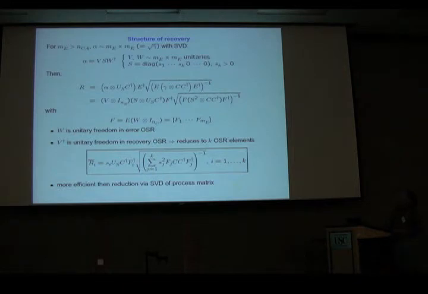One more interesting feature about the structure of the recovery, Daniel says this is already in several papers, but not in the form I recognize it. So in the case where the number of error OSR elements exceeds the encoding ancilla dimension, if we take the singular value decomposition of alpha, assuming we had it, and plug it back into R, we discover some interesting things. So the first one is that W represents one instance of the unitary freedom in the OSR representation of the error system. And V represents the freedom in the recovery OSR. And in fact, if the system is degenerate and S only has K singular values, it shows immediately that you can reduce the recovery matrix, or reduce the number of OSR elements.